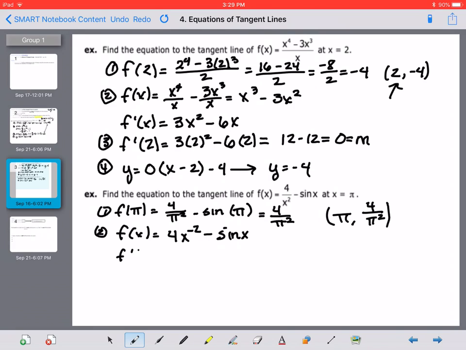F prime of x gives us negative 8x to the negative 3. And the derivative of sine we learned today was cosine. So there's our derivative. I want to rewrite that.